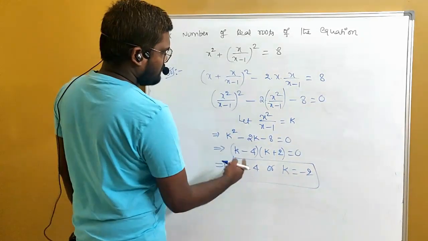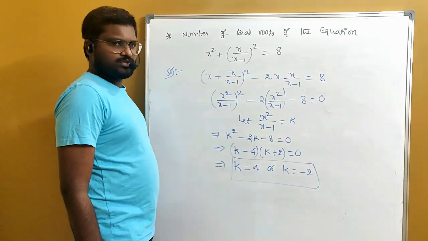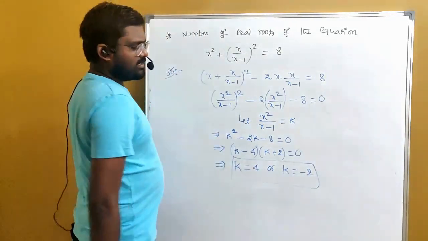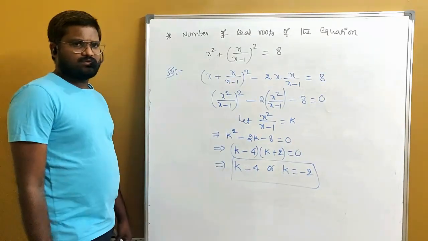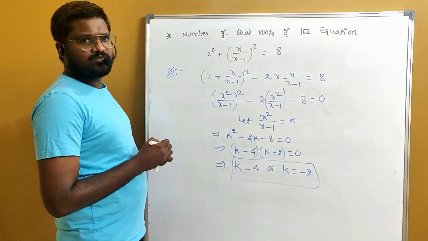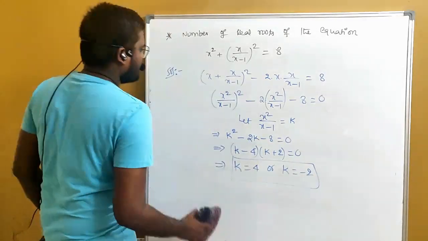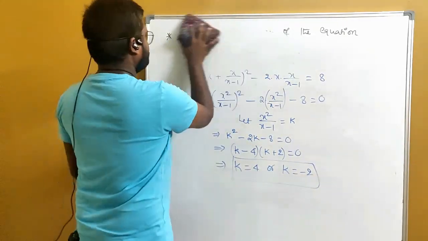So I consider these two cases and I'll verify how many real roots I am getting. First I'll take k equal to 4, that is x square by (x minus 1) equal to 4, or I will take k equal to minus 2, which is again x square by (x minus 1) equal to minus 2. And I will get two quadratic equations, and if I solve them, I will get the number of real roots. Now let me continue with the remaining calculation.